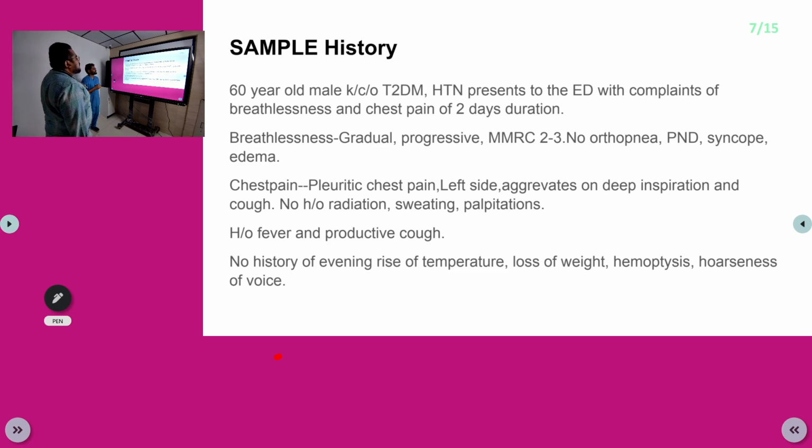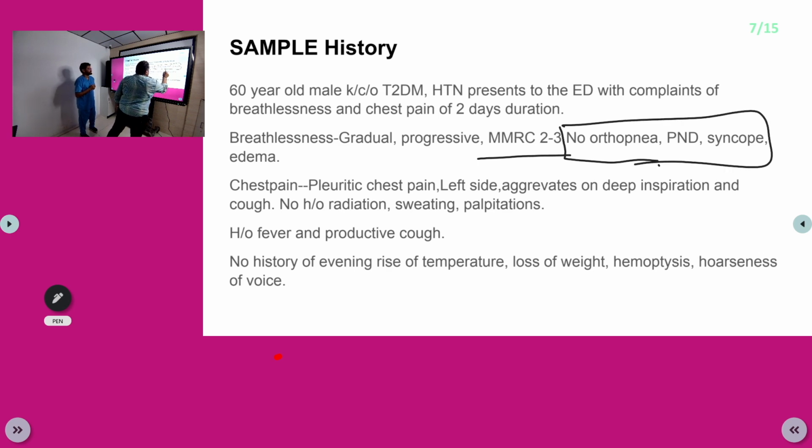60-year-old male, known case of type 2 diabetes and hypertension, presented to the emergency department with complaints of breathlessness and chest pain of 2 days duration. Breathlessness is gradual, progressive, and on arrival it was MMRC 2 to 3. No orthopnea, paroxysmal nocturnal dyspnea, syncope, or edema. So this somewhat rules out CCF, with PND, orthopnea, and or mitral.